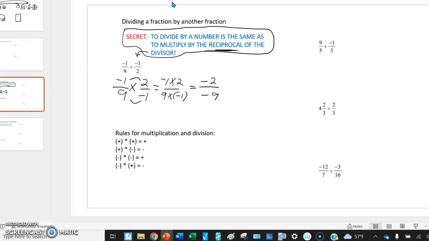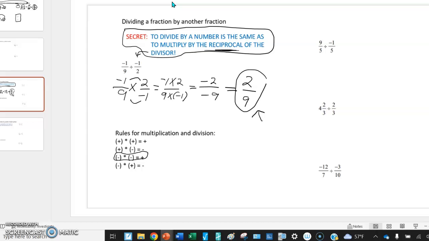We know that negative times negative is positive. So negative divided by negative is positive 2/9. Look at that, it's that simple. That's already a simplified version because you can no longer reduce it. That's the result.